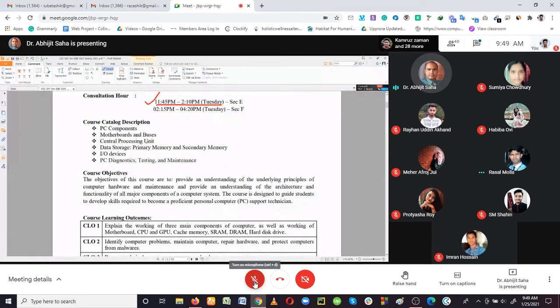So here is the course catalog description. Basically we are going to focus on these 6 topics in the theory, beginning with the PC components. This is a very big basic chapter, and it is very useful for knowing the basic things of this course, even though the course size is a bit bigger. Then we have the motherboards and buses. That is also very big. There is so much content in this topic. It is one of the most important topics for this computer hardware course, not only here but also in the lab, both places.